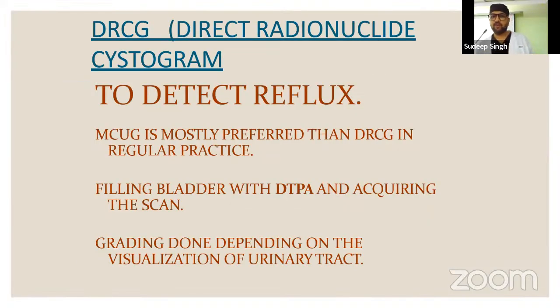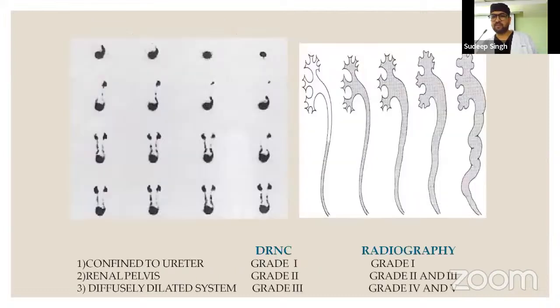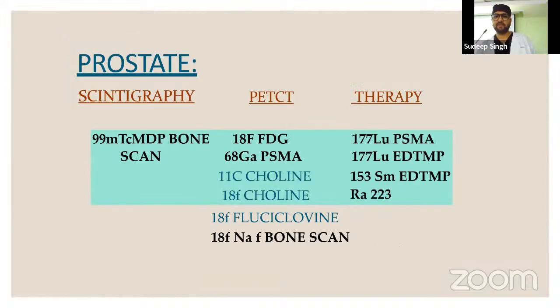Then direct radionuclide cystogram, DRCG, is used to detect reflux. MCUG is mostly preferred over DRCG in regular practice. We fill the bladder with DTPA and acquire the scan. Grading depends on the visualization of the tract. It can be graded on DRCG as grade 1, 2, and 3. Grade 1 if it is confined to the ureter. Grade 2 if it is up to the renal pelvis. And 3 if there is a diffusely dilated system.